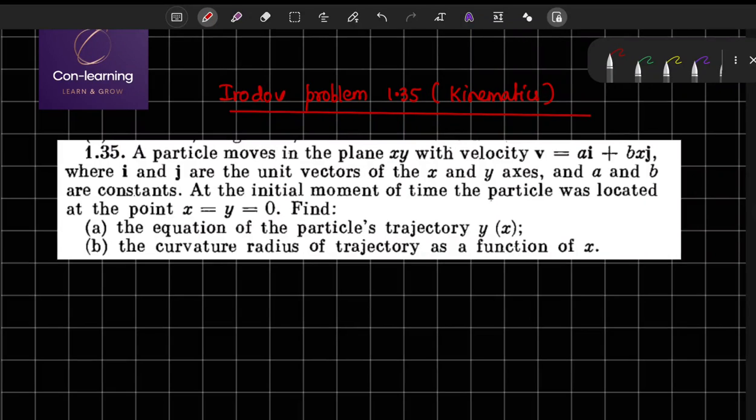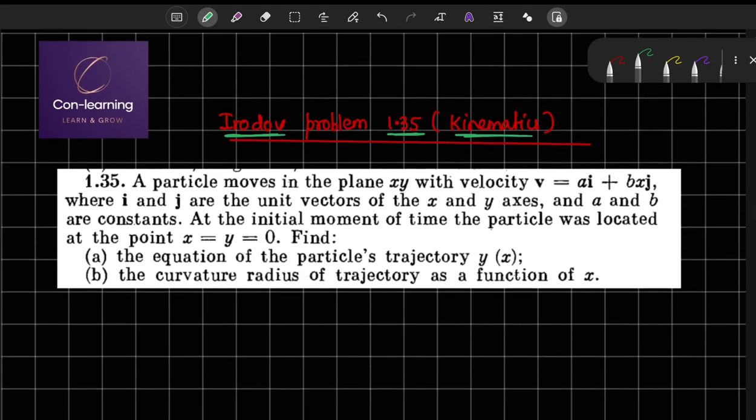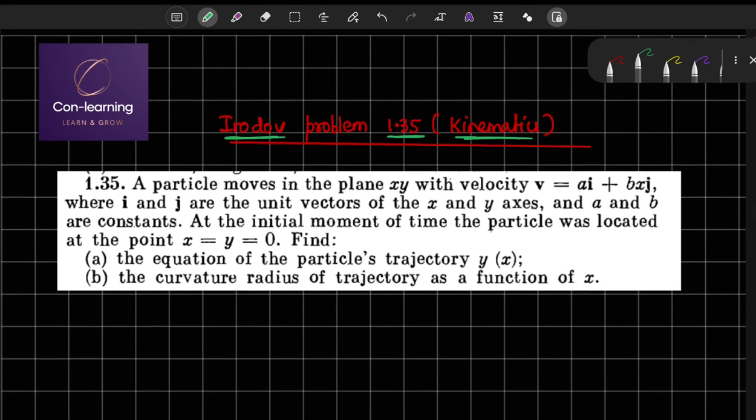Hello everyone. In this video we are going to solve problem number 1.35 from Irodov, and that is related to kinematics. So let us first read out the problem and then we will solve the problem step by step.